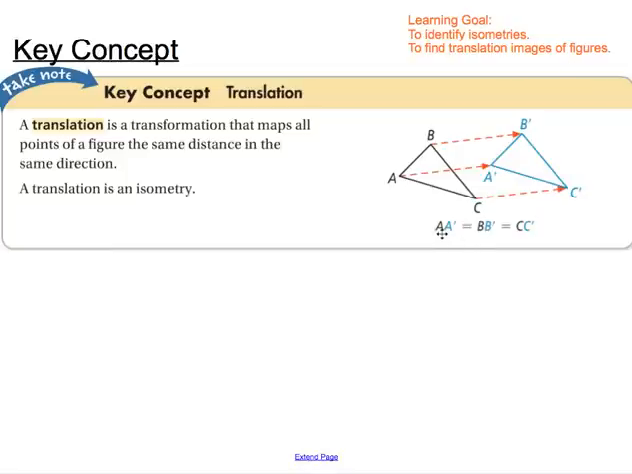And so this notation here tells us that the distance from A to A prime is the same as the distance from B to B prime, which is the same as the distance from C to C prime. And so this is maintaining the same distance on each point.